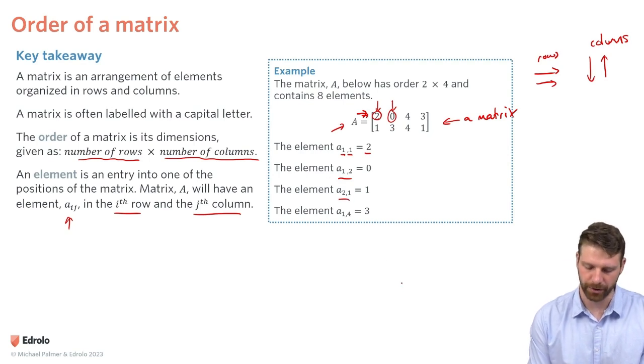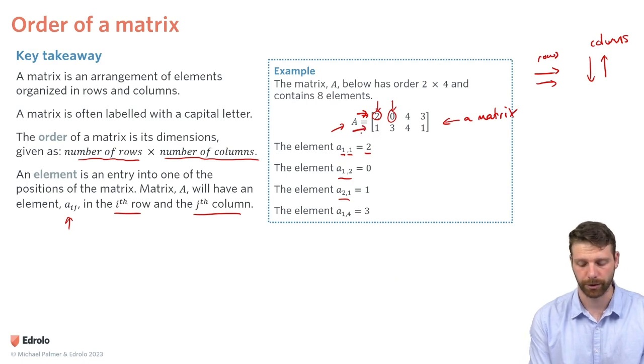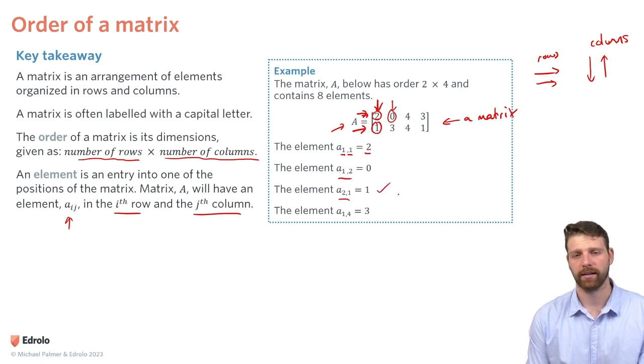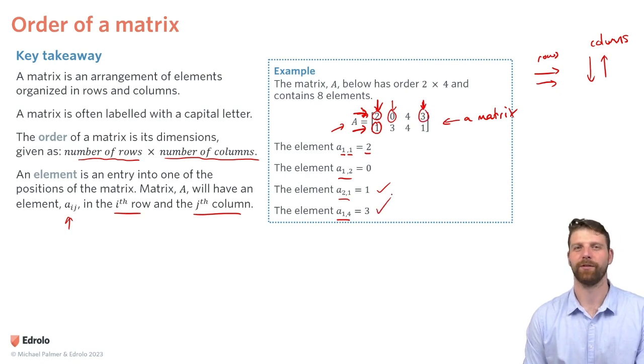We've also got A21, which is row 2, column 1. So row 2, column 1. That's a 1. So that's checking out. And last one, we've got row 1, column 4. So row 1 is this top one here, and column 4 is all the way at the end, and that's a 3. Hopefully that's making sense.